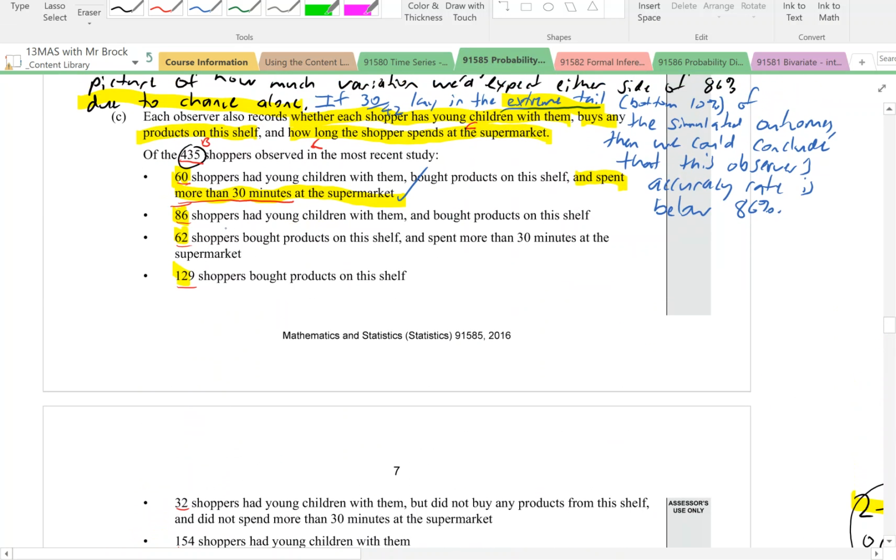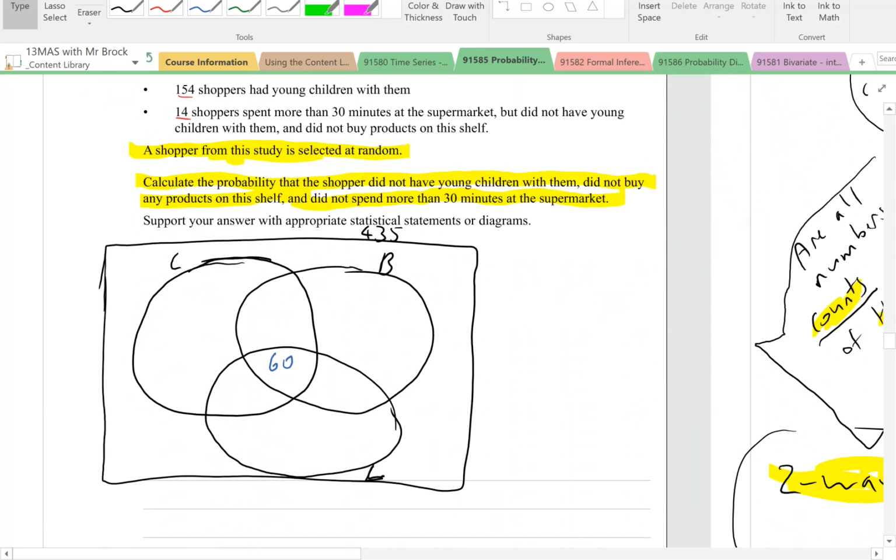Next, we're told 86 shoppers had young children with them and bought products on the shelf. So that means C and B. So 86 were in the zone where the C and the B circles overlap. Now, why would it be wrong for me just to go like this and write 86? Because I've seen students do this before. Why is that incorrect? I want you to pause the video and think about why is that incorrect.